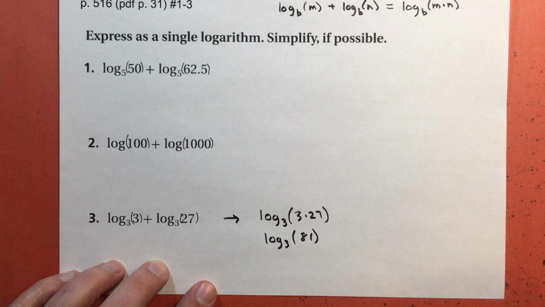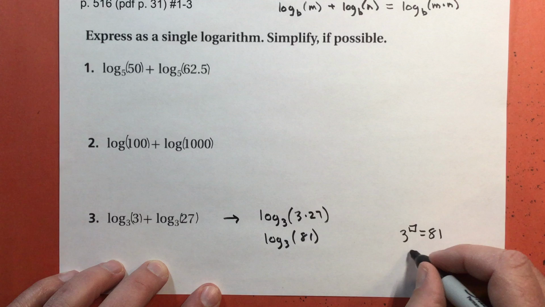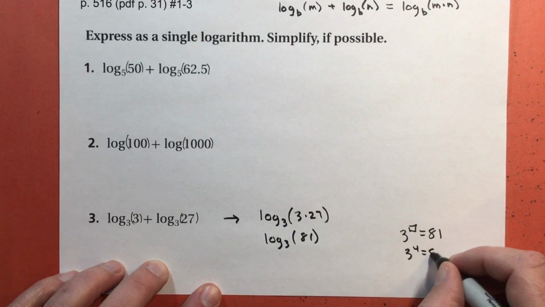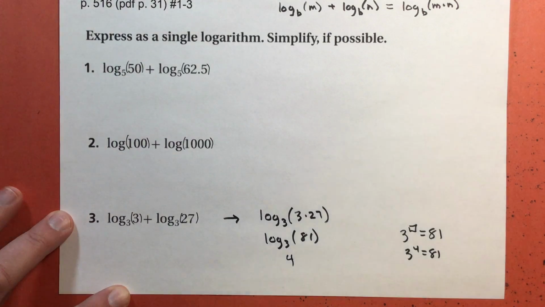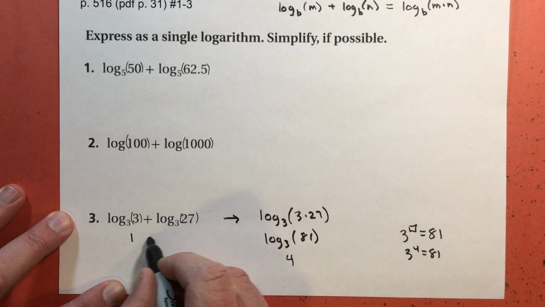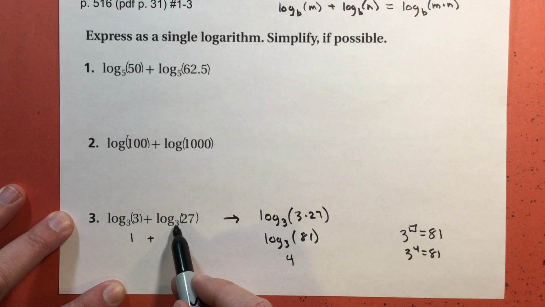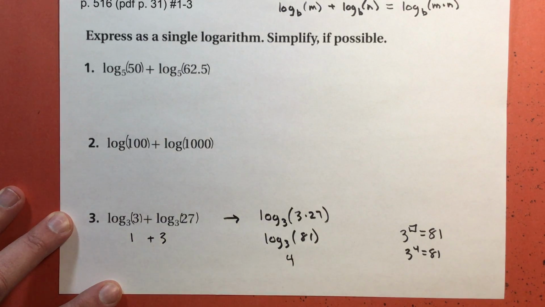That's what's important. So I'm thinking 3 to what power equals 81. I know my powers of 3. That's 3 to the 4th power. So this equals 4. Now what I said was, since we use these, 3 to what power equals 3, that's 1, and 3 to what power equals 27, that would be 3. 1 plus 3 does equal 4.